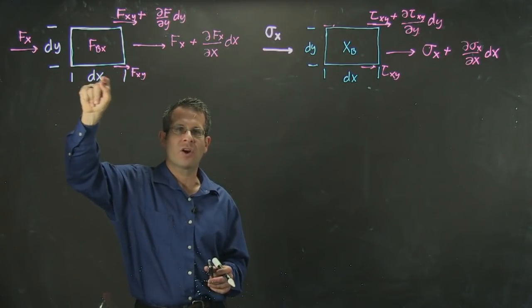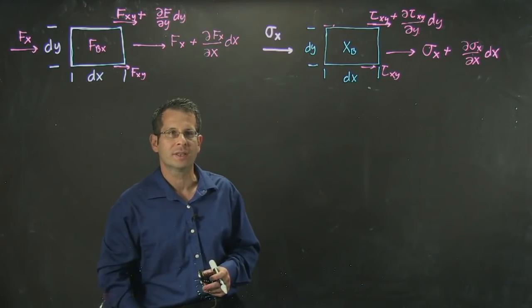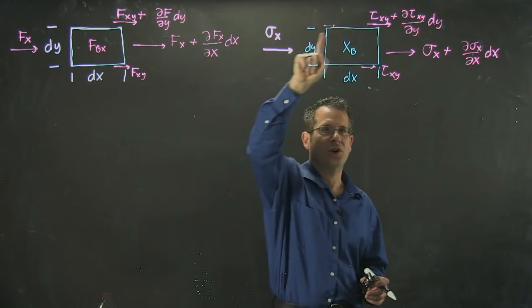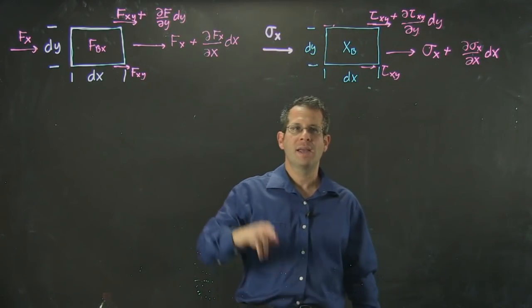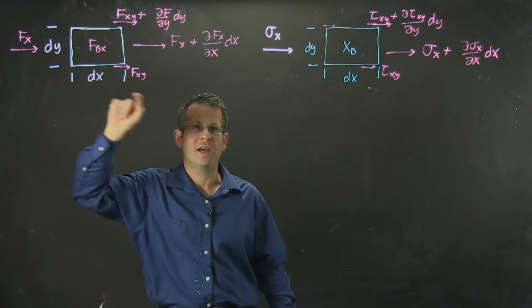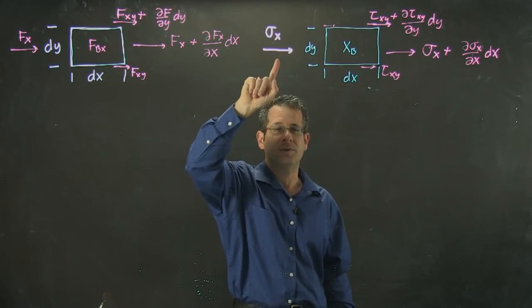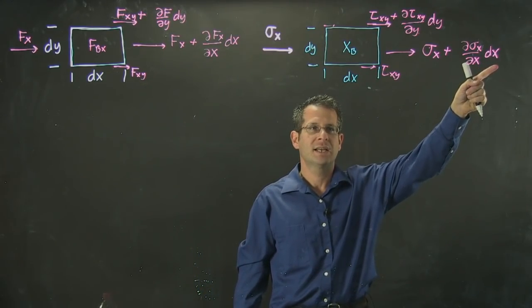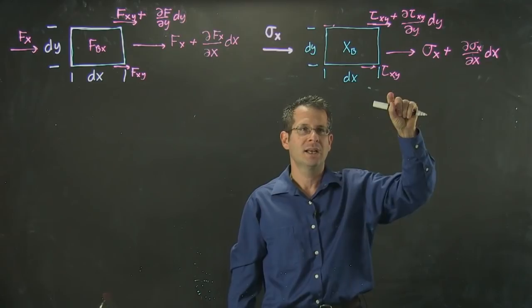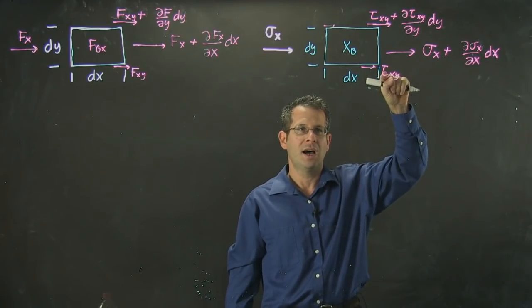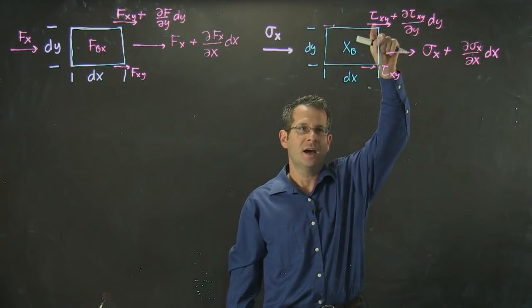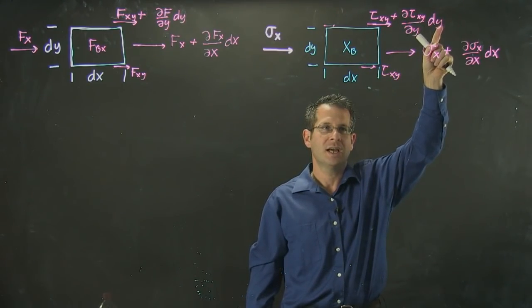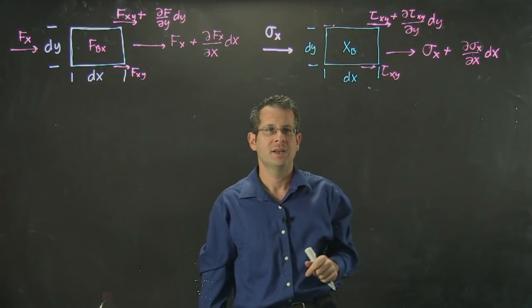Because all of the areas on this cube are the same, I can rewrite the same expression in terms of stress. So here, the same thing. Now instead of Fx, I have the stress in the x direction, the stress plus the change in stress times the differential distance, and the shear stress, again in the x direction, plus the differential change in shear times this distance here.